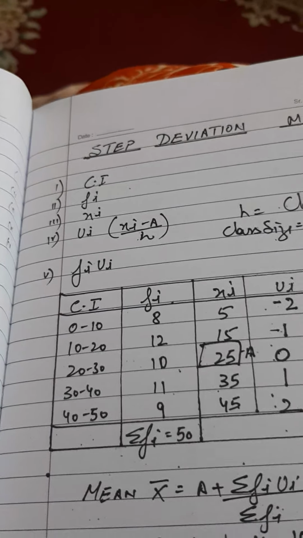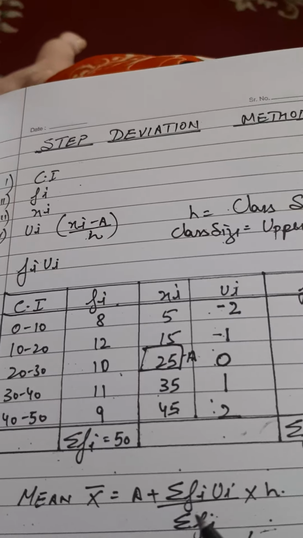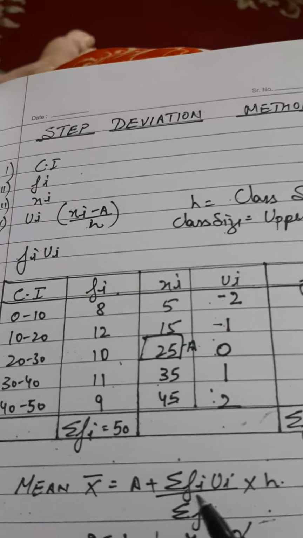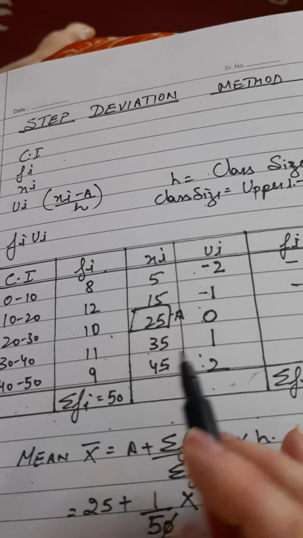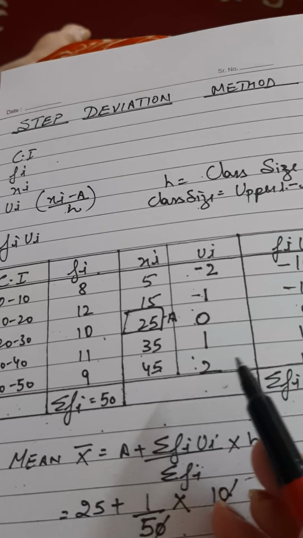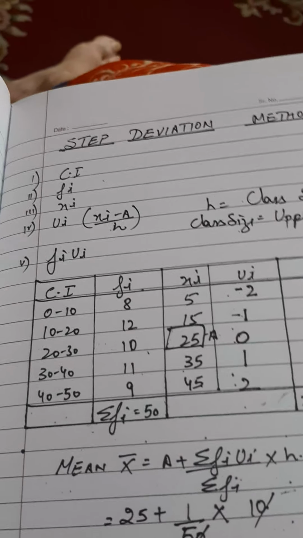Generally, this method is applied when large values are given, in thousands. This method is generally used to simplify our calculation. When the values are large, we can apply this method. So if this method is clear, 5 columns are needed: xi, ui, and then fi, fi ui. Apply the formula to find the mean.